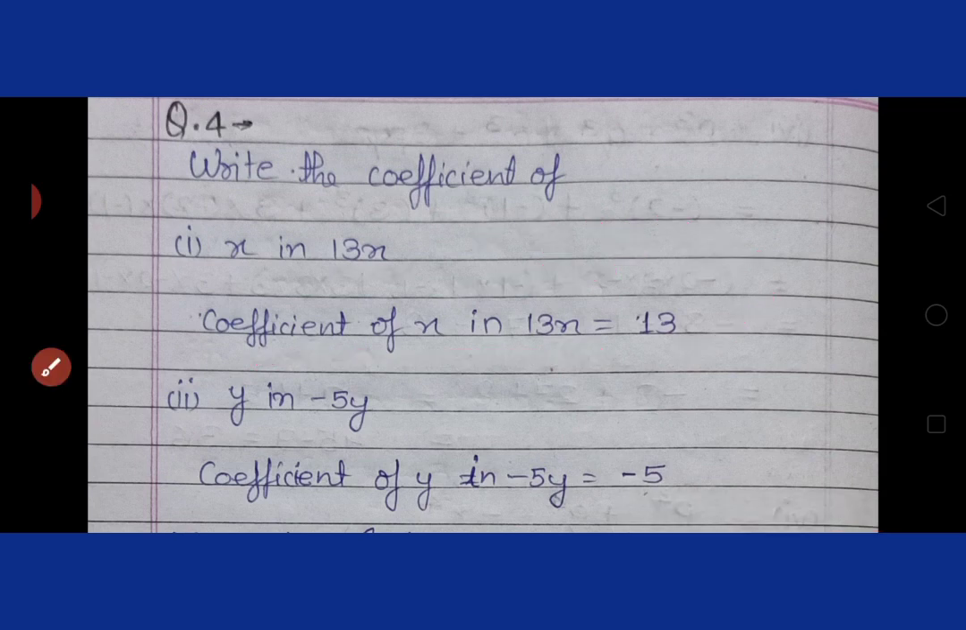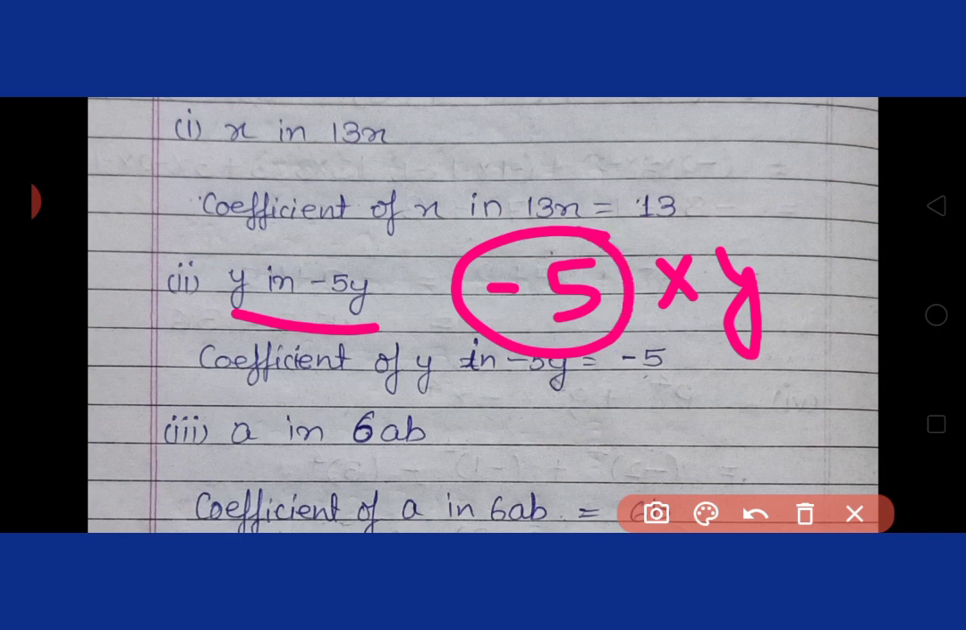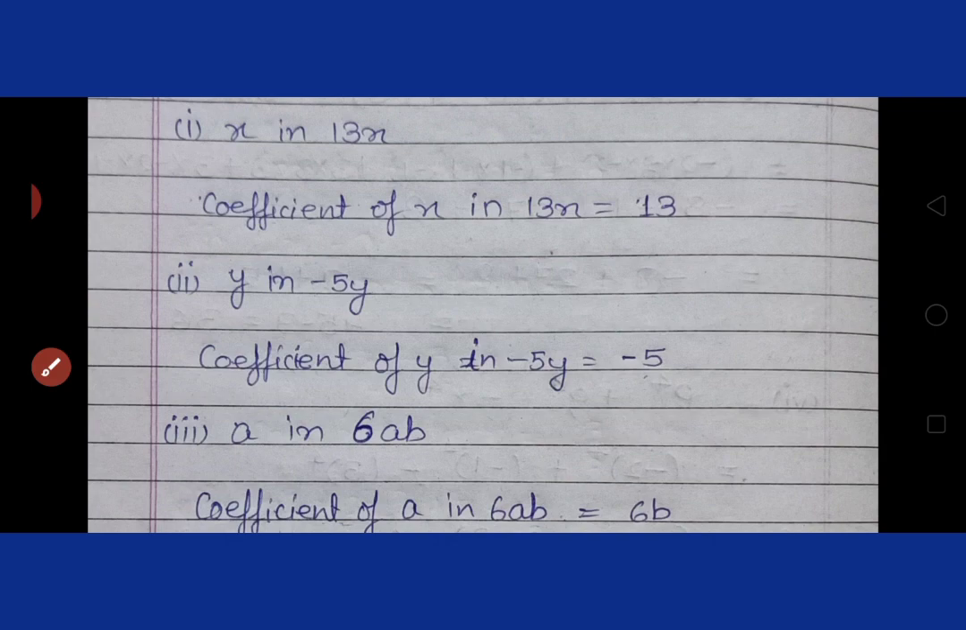Now in the second, y in minus 5y. So expand it: minus 5 is multiplying with y. So what is the coefficient? What is the number multiplying with y? That is minus 5. So minus 5 is the coefficient of y.